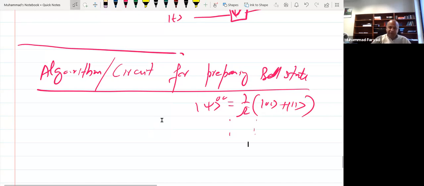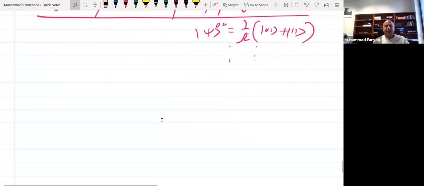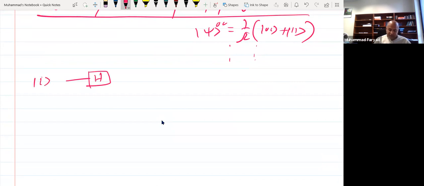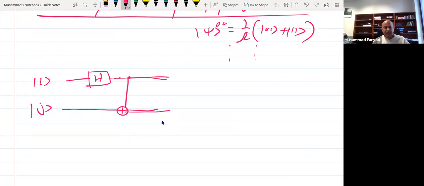Okay, and let me give the circuit first and then show that it really does what we are saying that it does. And the circuit is simple, and it's given by this. You have two qubits, let's call it I, and the second qubit, let's call it J. You Hadamard the first qubit, and then you do a controlled X, and then this circuit we claim prepares this Bell state. And let's see how.